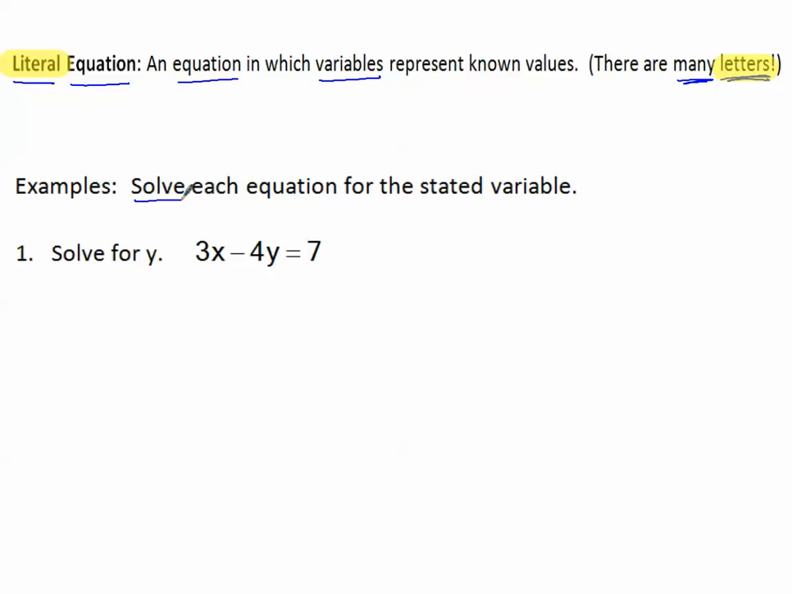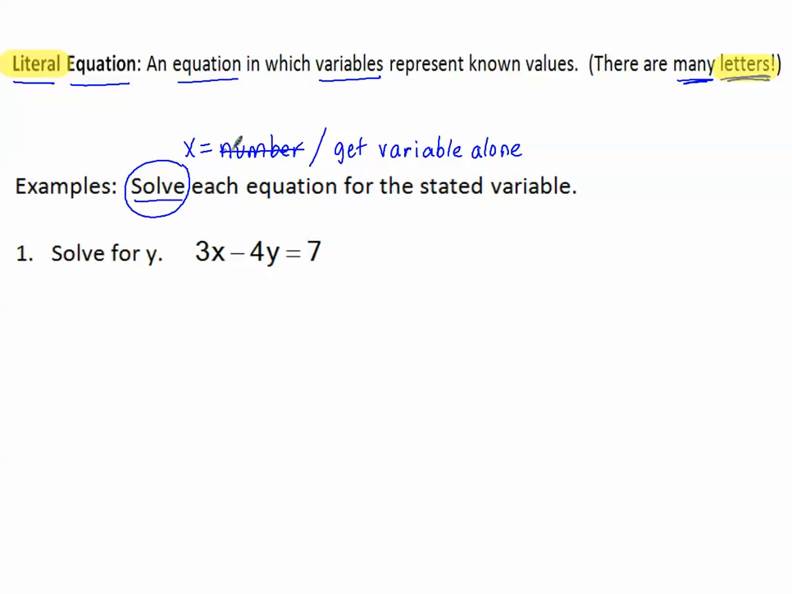Examples. Solve each equation for the stated variable. Remember, when we solved an equation before, what that meant was we were supposed to get x equals a number. Get the x by itself. Well, now we have more than just one variable, we have many variables. So x doesn't equal a number at the end, but x or whatever the variable is will still be by itself. So we still want to think of this as get the variable alone, or get the variable by itself.